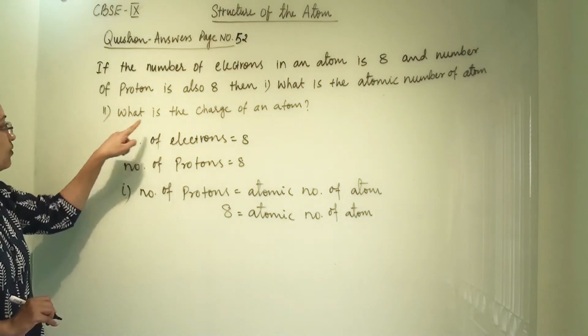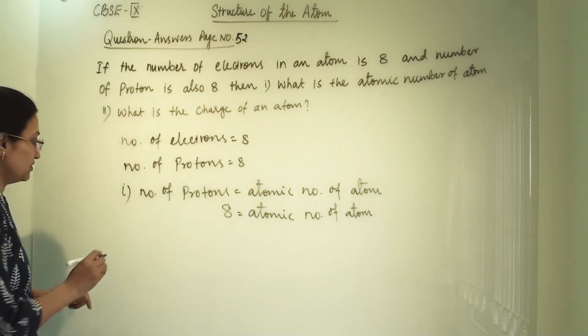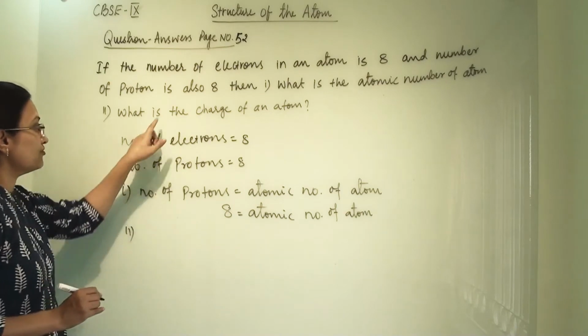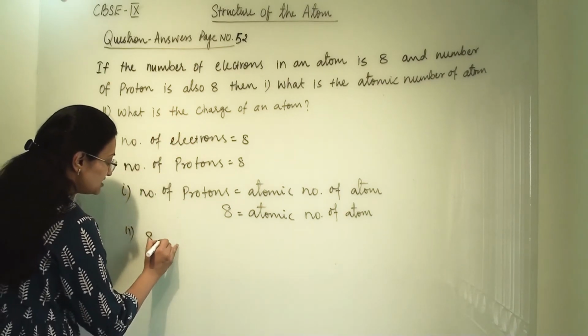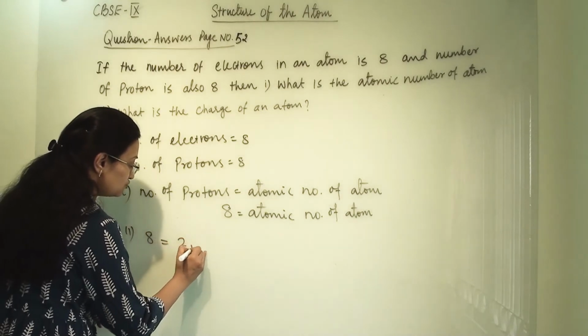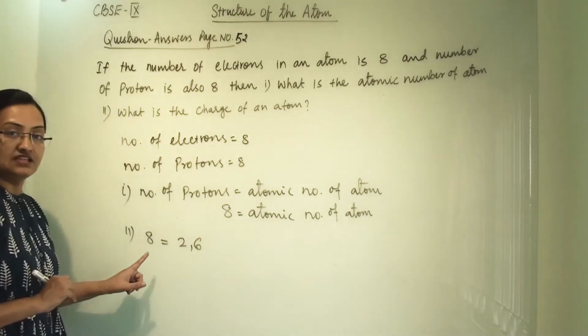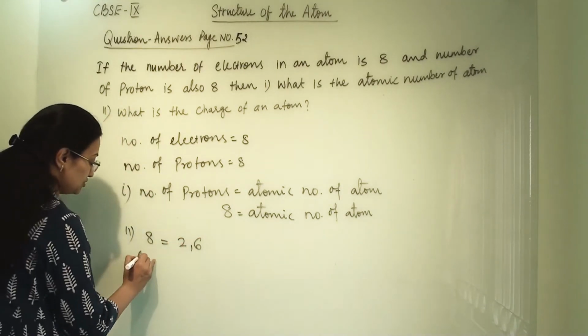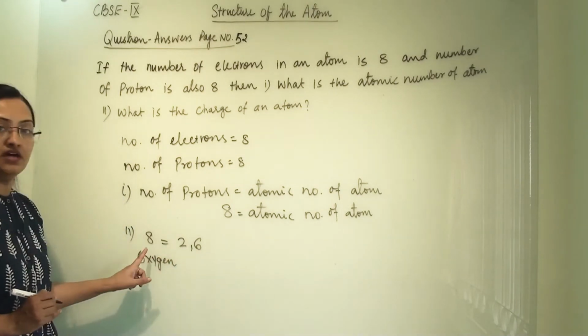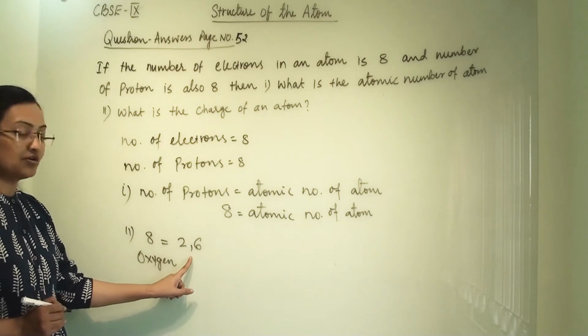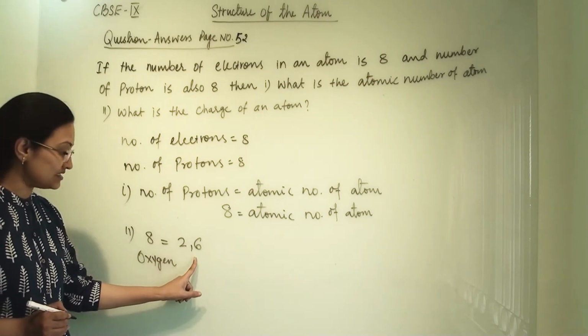Now second, what is the charge of the atom? So for the charge of an atom we need to write the electronic configuration. For 8, the electronic configuration is 2 and 6. This element is oxygen, because we know that oxygen has atomic number 8. So its electronic configuration is 2 and 6.